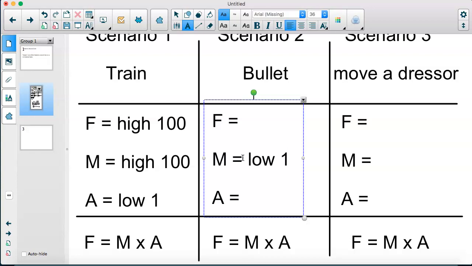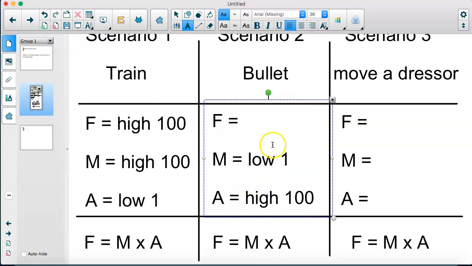When we shoot a bullet out of a gun, does it move really fast or does it move slowly? Well, it moves pretty fast. When it gets out of that gun, it goes from being stationary to moving really fast. And so its acceleration is high.